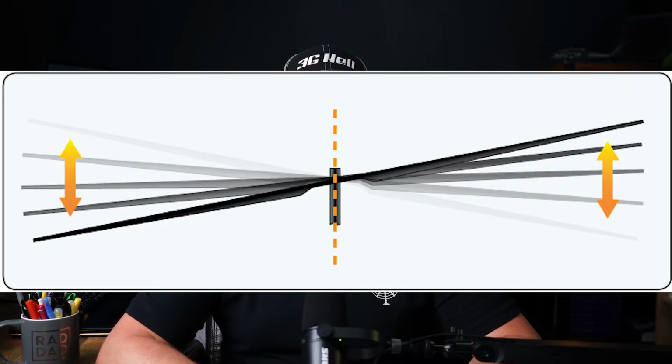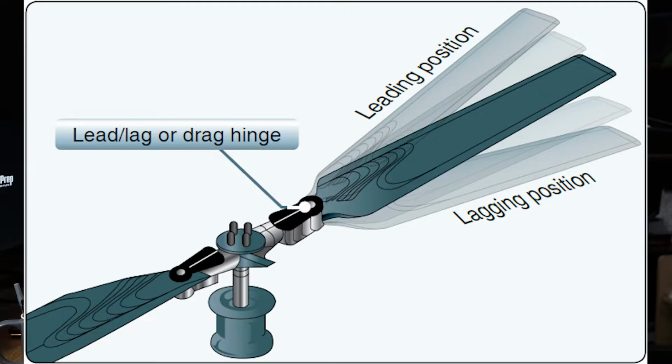Flapping is the ability of each rotor blade to move up and down relative to the hub. This is necessary to compensate for dissymmetry of lift as the blade rotates. Lead and lag is the ability of each blade to move back and forth in the plane of rotation. This movement helps absorb the stresses caused by the changes in rotor speeds and aerodynamic forces.